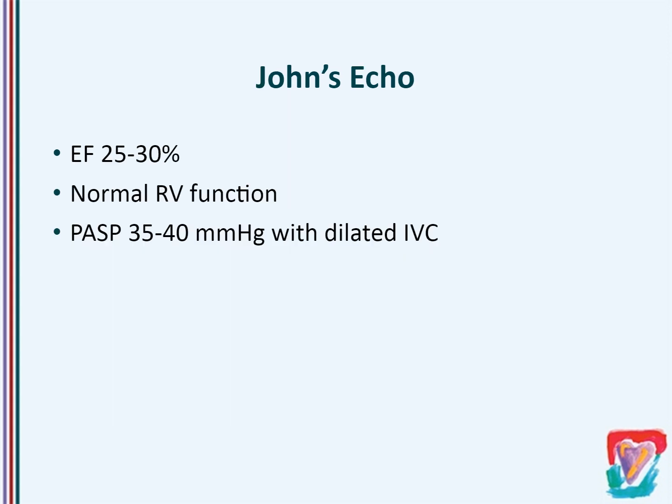So now that we've had John on optimal medical therapy for his 90 days, we need to repeat his echocardiogram. His echocardiogram shows that his ejection fraction is 25 to 30%. His RV function is now normal, and his pulmonary pressures are 35 to 40, and his IVC is dilated. To me, the things that pop out on this is his ejection fraction still hasn't recovered to normal, and his pulmonary pressures are still slightly elevated.